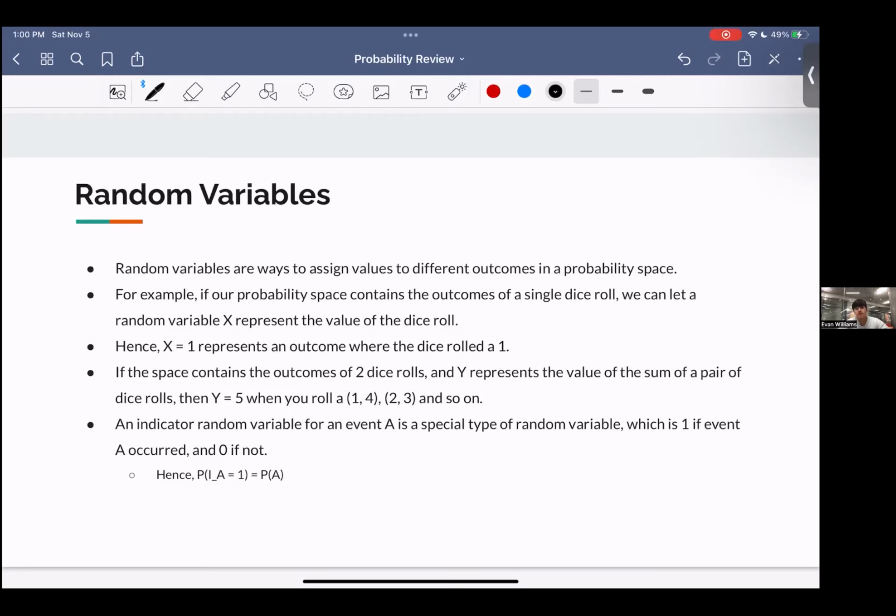And we can call a special type of random variable an indicator random variable for some event A. Indicator variables are set to 1 if the event has occurred and 0 if it did not occur. So hence the probability that I sub A is equal to 1 is the same as the probability of A, right? Because I just takes on 1 or 0.